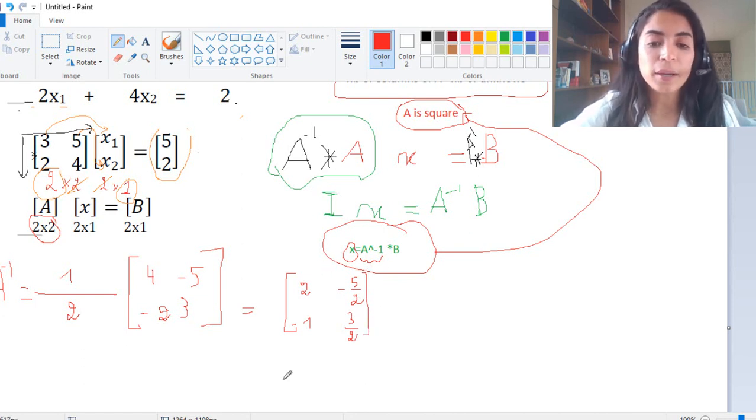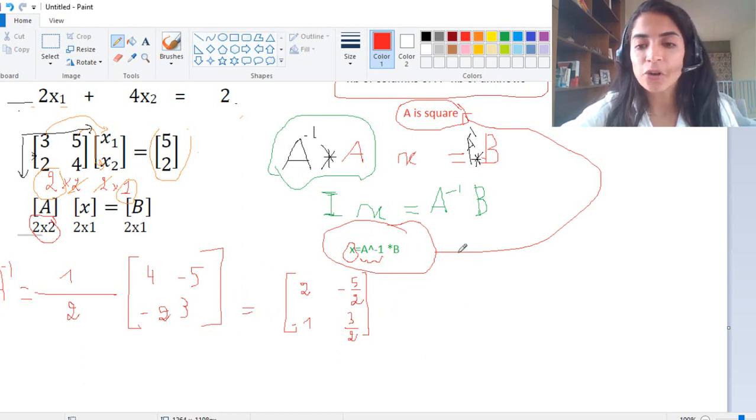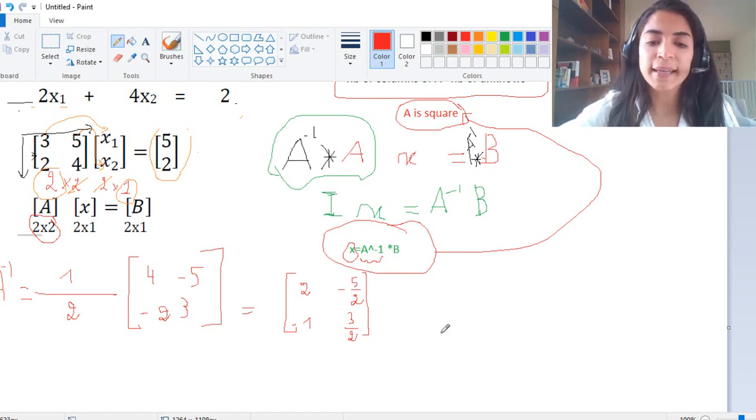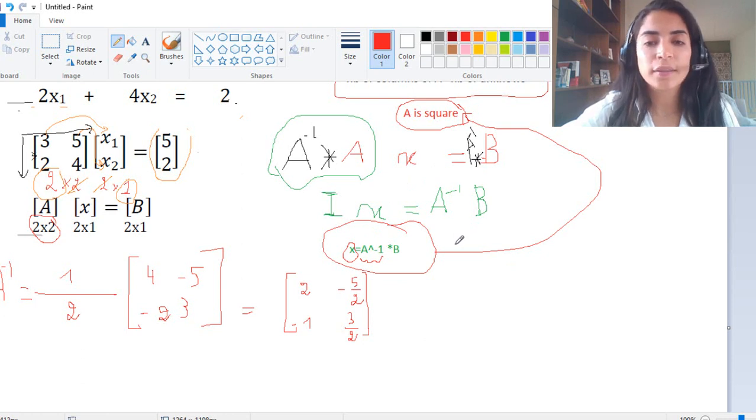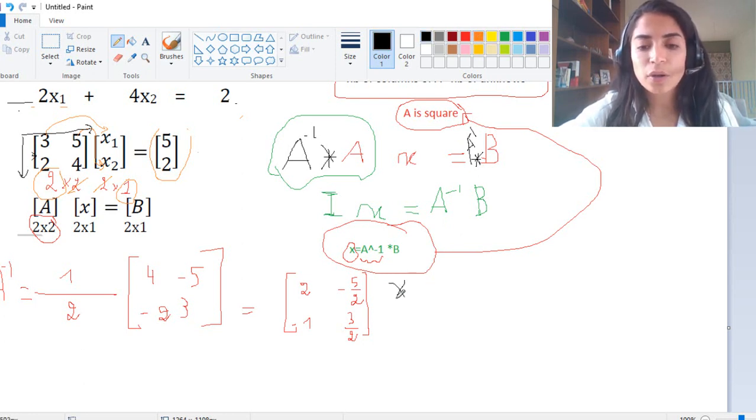Now, if I'm going to multiply A minus 1 times B to find X, first of all, I should check it. Can I multiply A minus 1 times B? Of course, because A minus 1 has the same size of A, 2 by 2, times B, which is 2 by 1, so I can cancel 2, and then the answer will be 2 by 1. All right? So if I multiply this A minus 1 by B to find X, I know that B is 5, 2. Then the answer should be also 2 by 1.